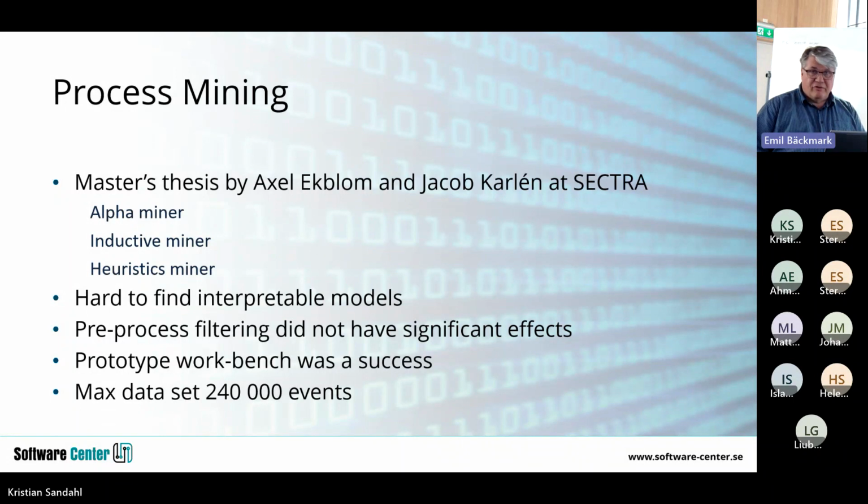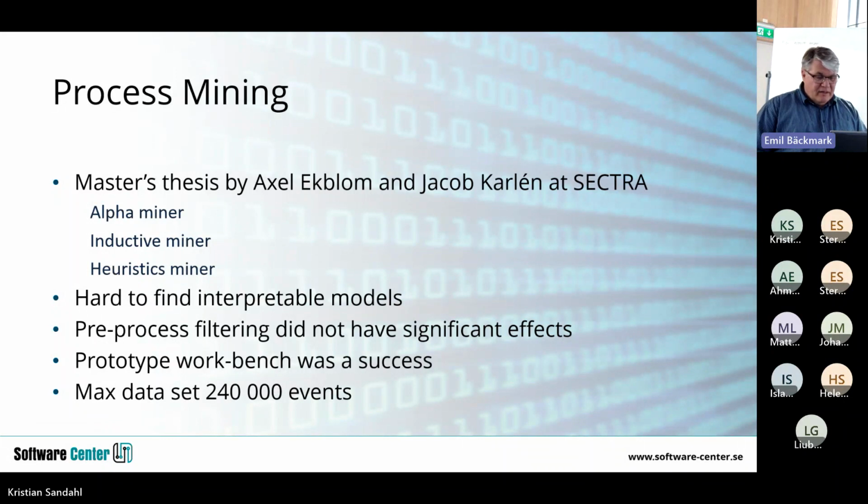Whatever they did, they had a very hard time finding interpretable models. They could find recurring things, I can show you the significance, but it was almost impossible for a human to find something useful. They were thinking that if we can find commonalities, we can redesign our tools so we support these things better. They tried with a lot of pre-process filtering, and I should say that I had these students before. They are very good and ambitious, so they tried everything, and they couldn't find a large significant effect.